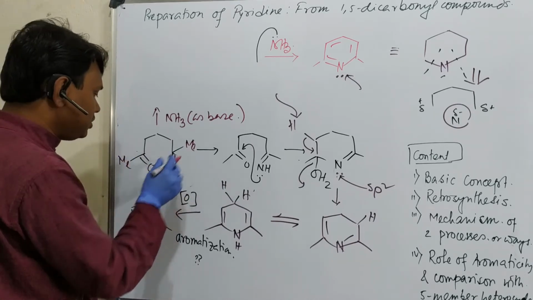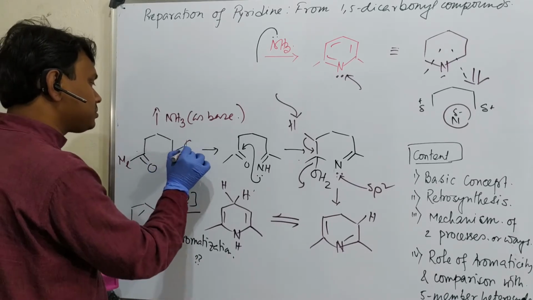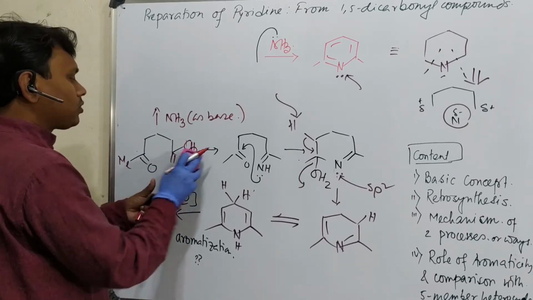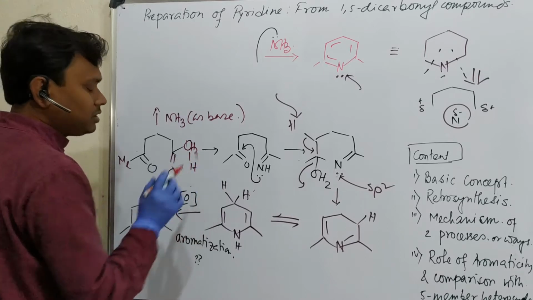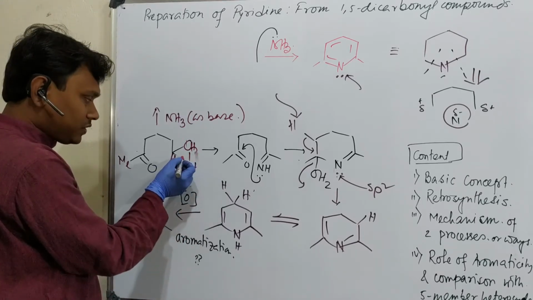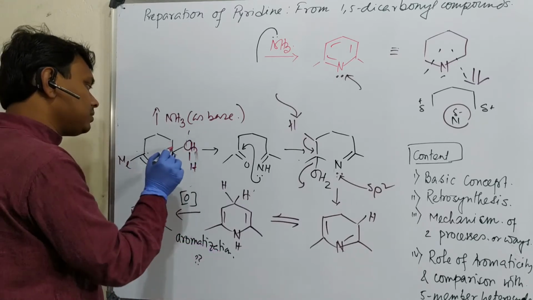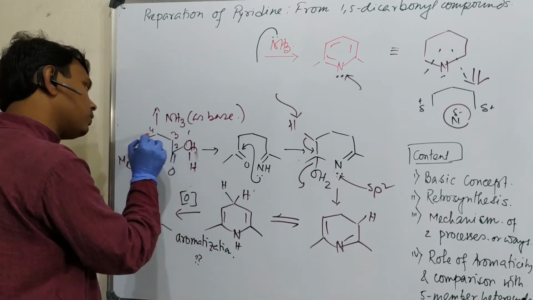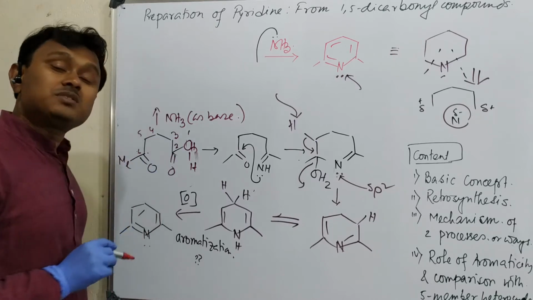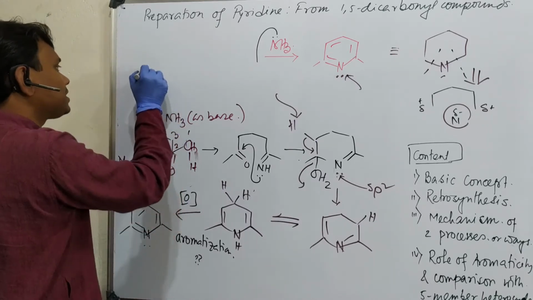See, this is a methyl, it is actually a CH3. So one proton could be abstracted in the presence of base, enolate formation, and that can attack here. Why? Because see, this is 1, 2, 3, 4, 5, 6. So attack means 6-member ring formation. So what is the product expected?